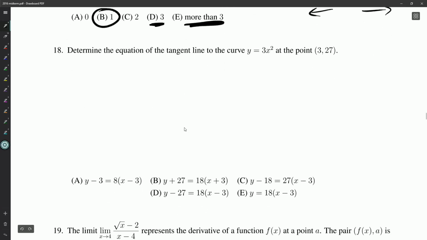Alright, so 18. Determine the equation of the tangent line to the curve y equals 3x squared at the point 3, 27. Notice the form of the line we've got here is point slope form rather than y equals mx plus b form. What do I need? I need the point on the line. And then I need the slope, m.